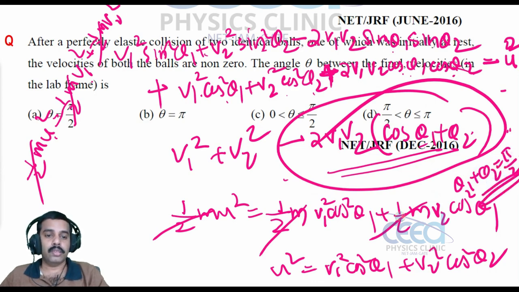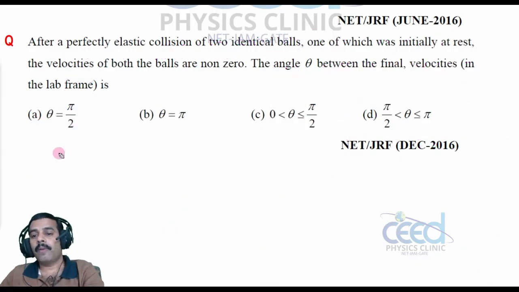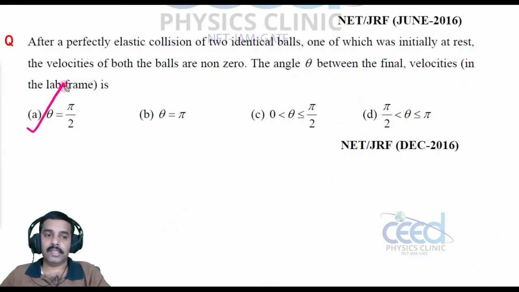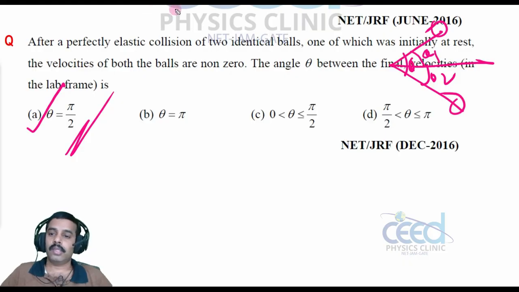So which is the option? Theta is the angle between the final bodies. This is theta 1 and this is theta 2, and theta 1 plus theta 2 is theta. That is equal to pi by 2. So option A is correct.